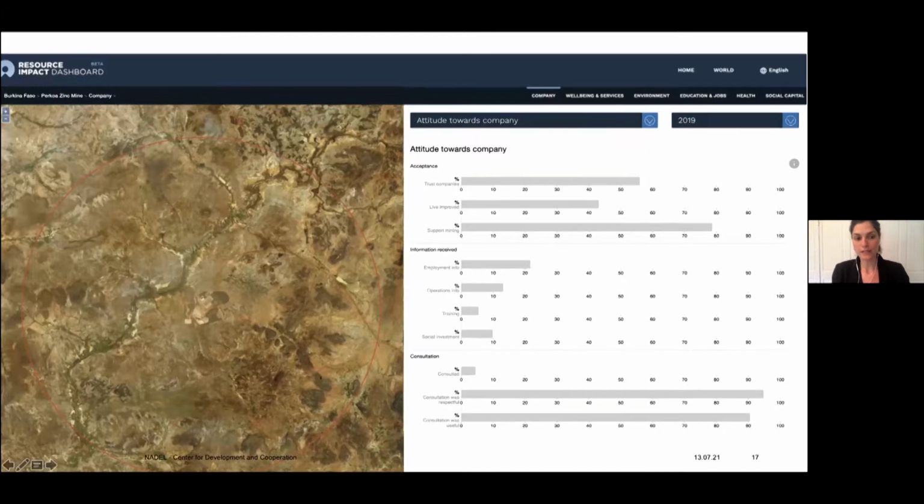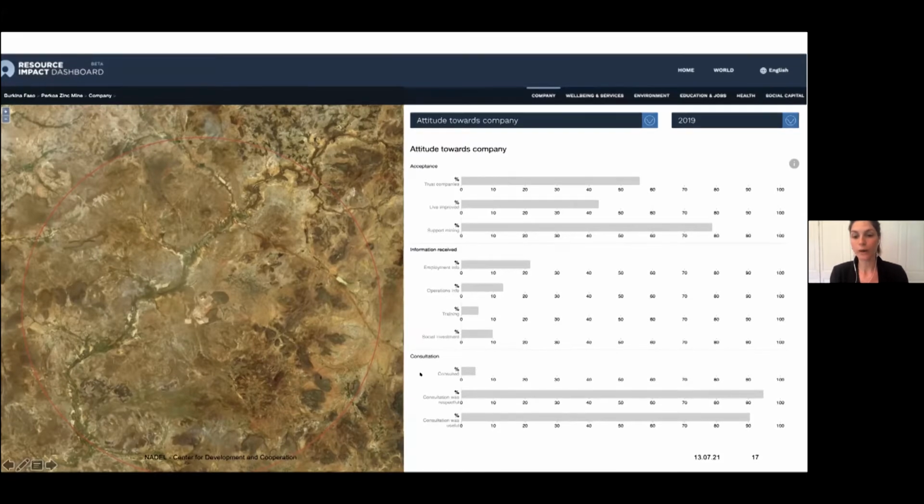In general, what is interesting is that even though less than half of the respondents in this particular example say that their life has actually improved after the mine entered this region, still the general overall support of mining is very high. In this example, it's nearly 80%. And actually that is something that we found in all the 4 different pilots. So again, here, it's a nuanced picture that the resource impact dashboard tries to show on the general attitude of people towards a company.